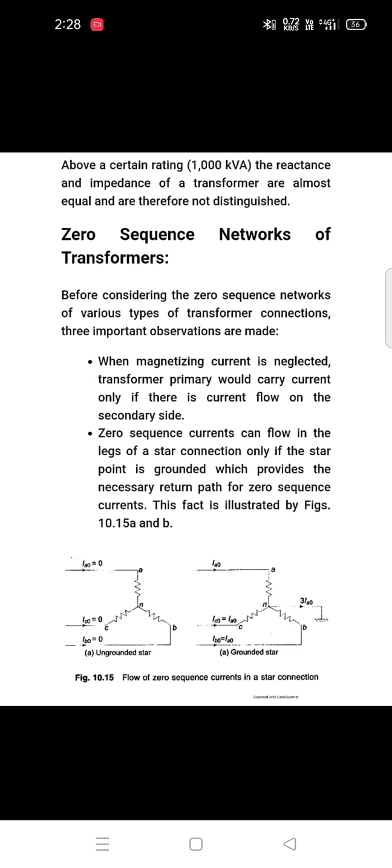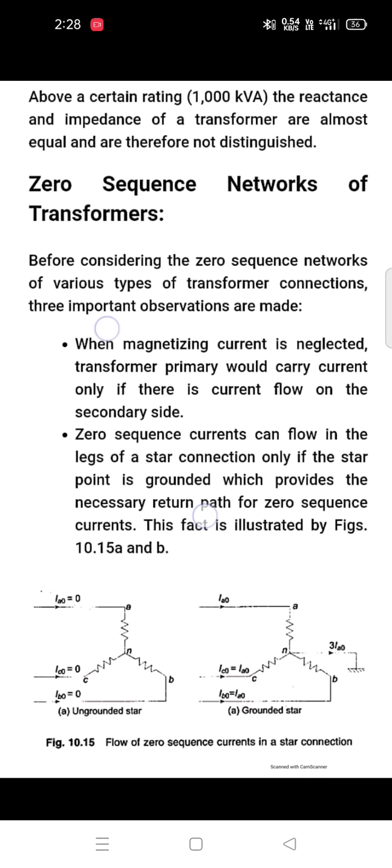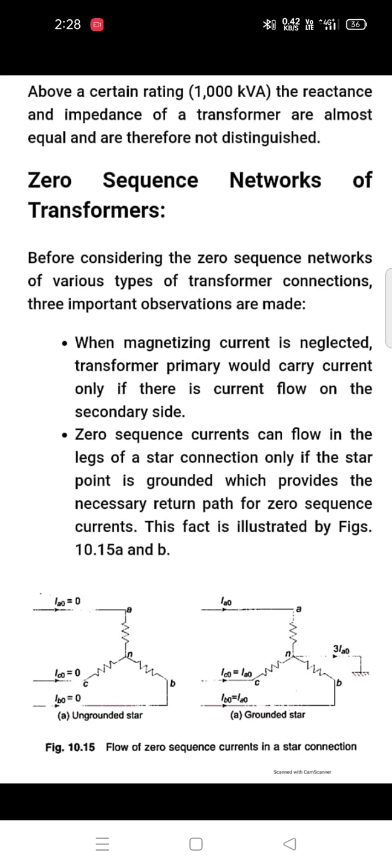So, let us see the zero sequence network of a transformer. Before considering the zero sequence networks of various types of transformer connections, three important observations are made. First, when magnetizing current is neglected, the transformer primary would carry current only if there is current flow on the secondary side.